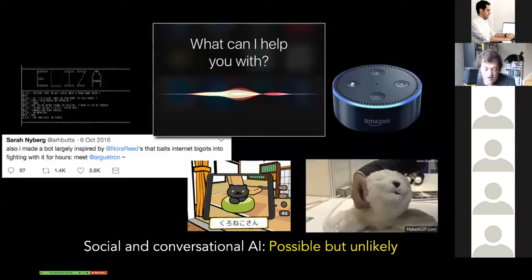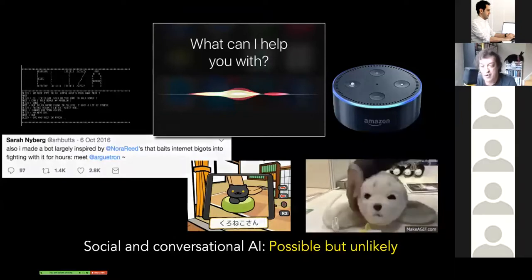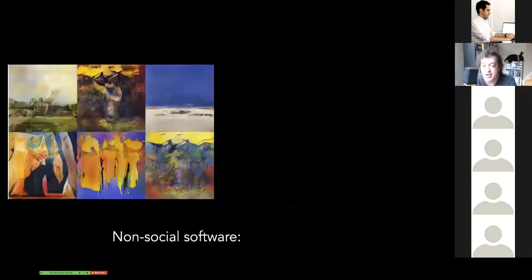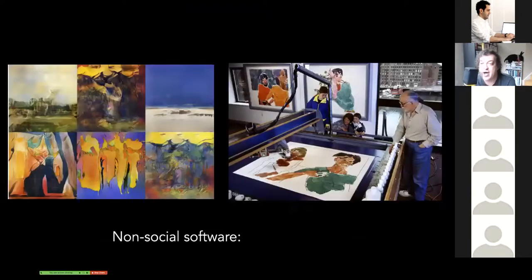And finally, with our non-social software, where you git pull from a repo and twiddle some parameters and produce some images, I just don't see how anyone who understands how those algorithms work could view them as artists.